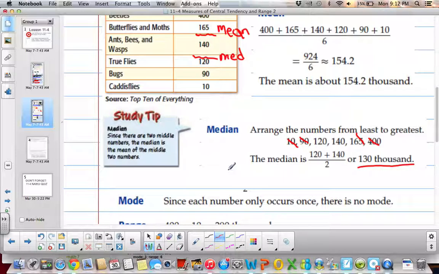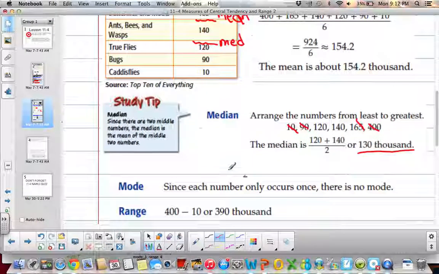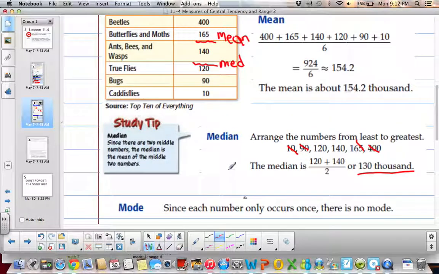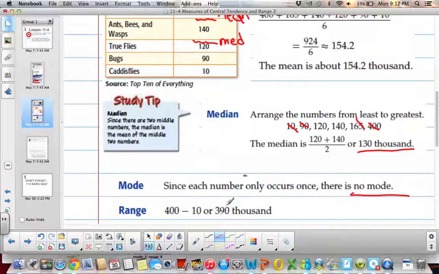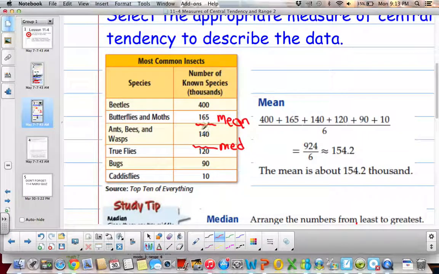The mode, there is no mode because each number only occurs one time. So when there's no numbers that occur more than once, there is no mode. So the mode doesn't help us at all. And the range, 400 minus 10, the range is 390,000. So 390,000 is way up here, really close to beetles, but that's a really big range.